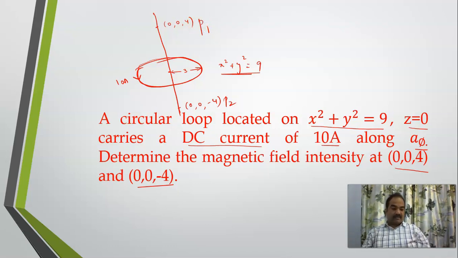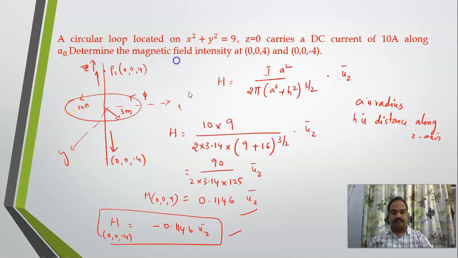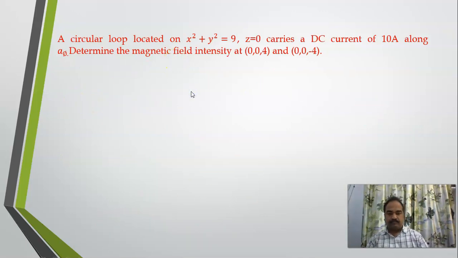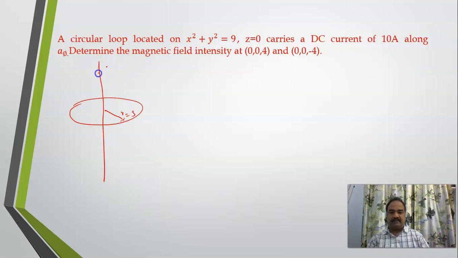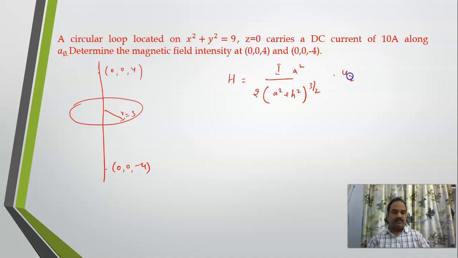We have done this type of calculations in the LDF class. This is the radius r equal to 3 and this is the z-axis. This is 0, 0, 4 and this is 0, 0, minus 4. So how to solve this problem? We have the expression I by 2, a square by a square plus h square to the power of 3 by 2, into uz. This is the equation for magnetic field intensity.